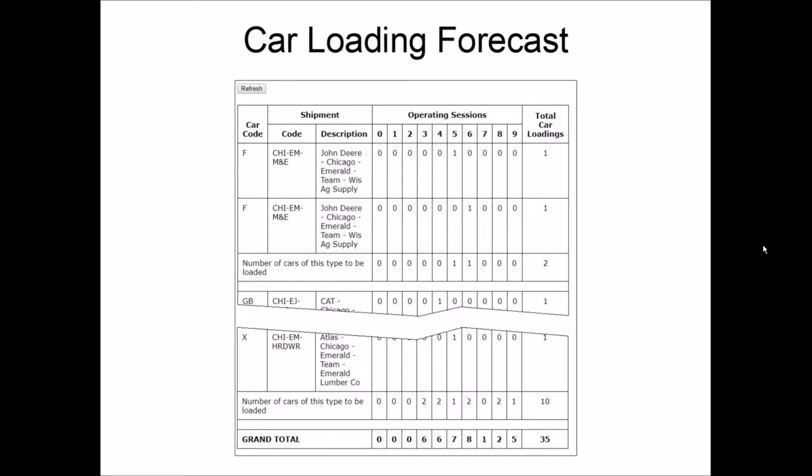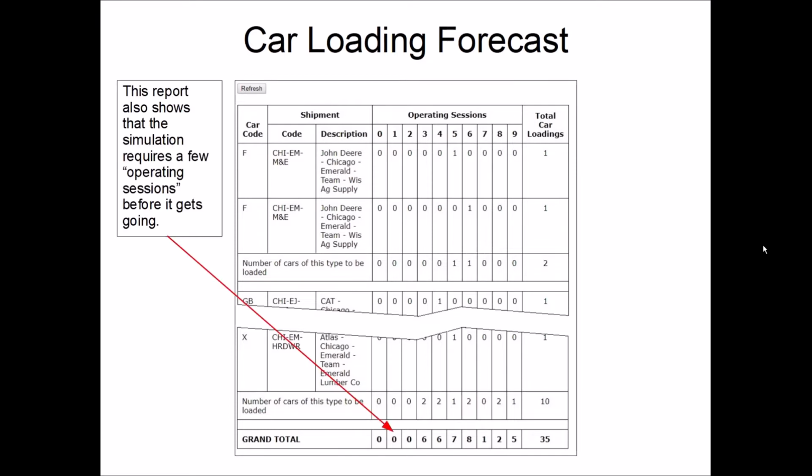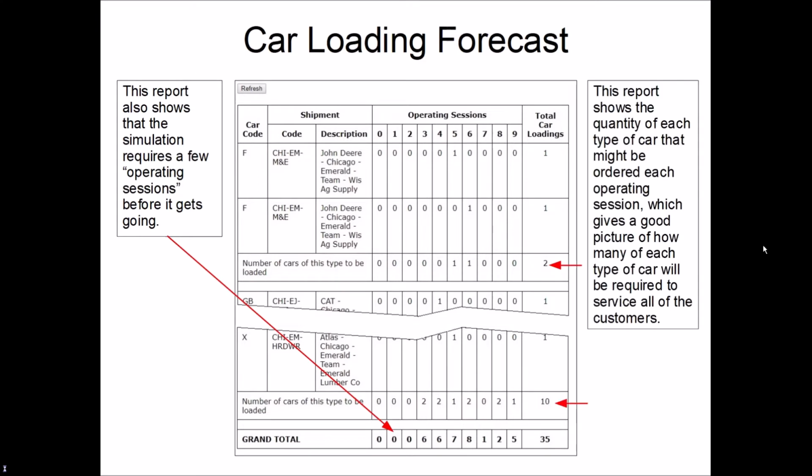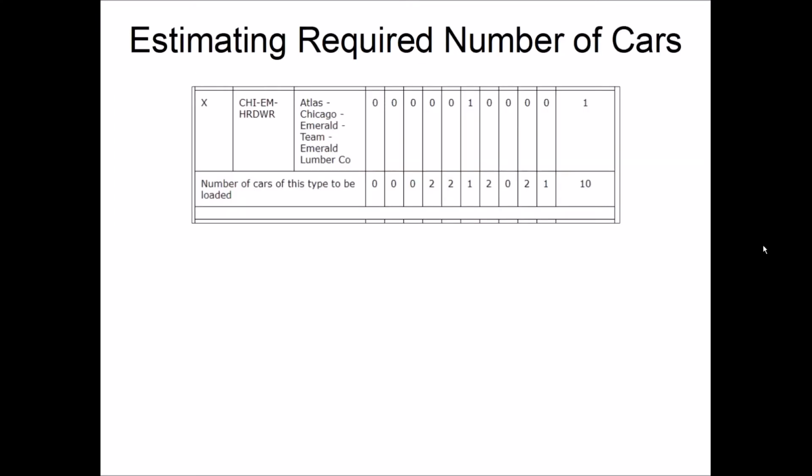The car loading forecast reports about the same information, but here it's sorted by car type. And so this will give you an idea about how many cars of each type you'll need on your railroad to fill these out. Once again, you notice it takes a little while for the simulator to get going. 10 boxcars are required by all the different customers that use boxcars.